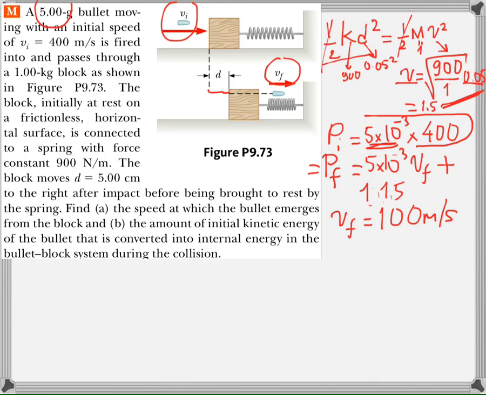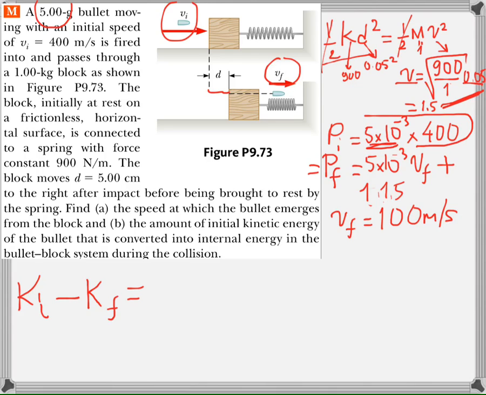The initial energy of the bullet, right? Because initially the block is not moving, right? The initial kinetic energy of the bullet minus the final kinetic energy of the bullet, right? That's what the question asks. What is the amount of kinetic energy of the bullet which passes to the block, right?